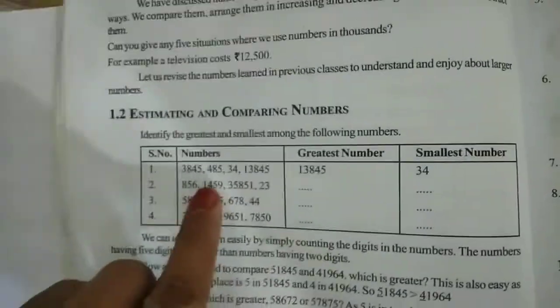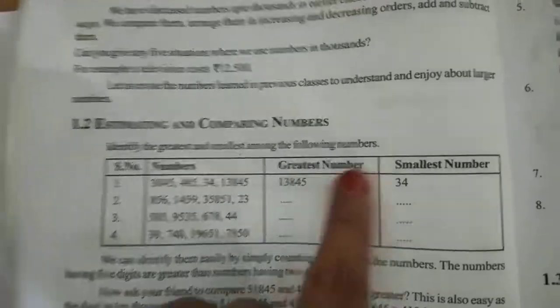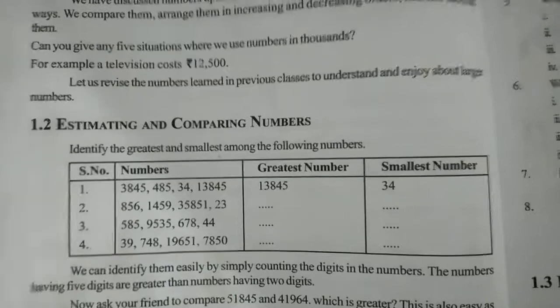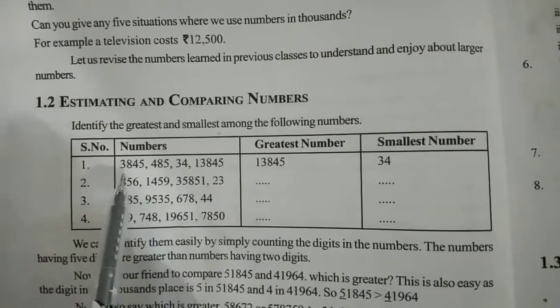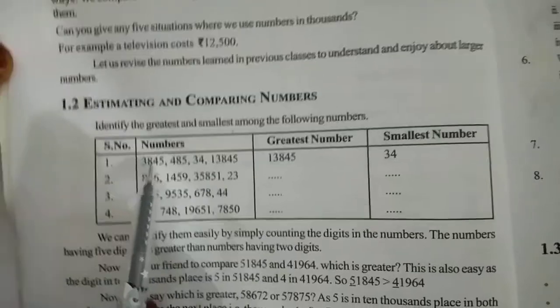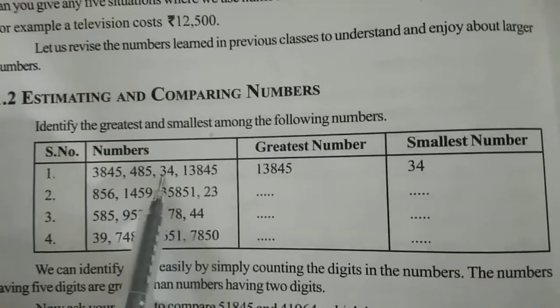Here also a set of numbers will be given for you. In this set of numbers, you can identify very easily which is the greatest and smallest. Now I will show you how you can identify. Come on, see this number. This is 3,845. This is 485. This is 34.